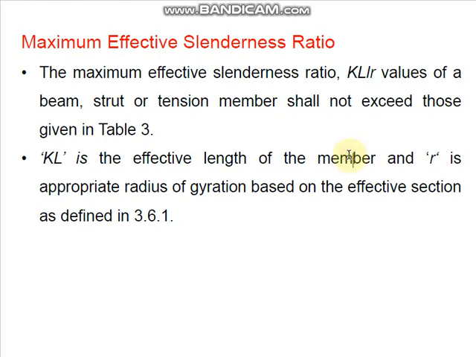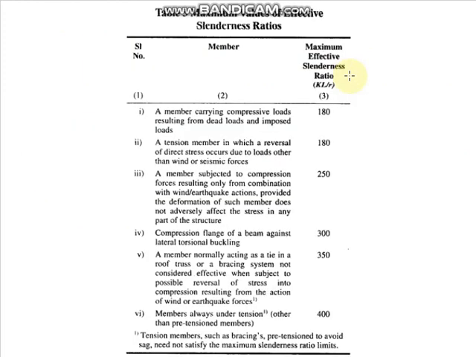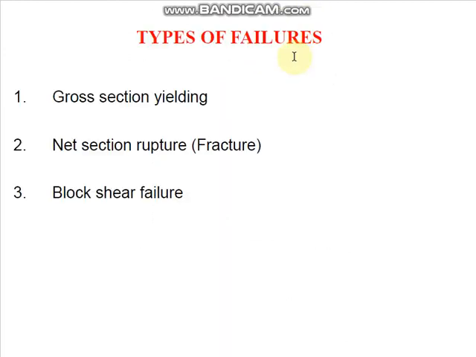Dear students, in the last video we have discussed effective slenderness ratio. Table 3 of IS 800-2007 gives maximum values of effective slenderness ratios. Now let us move to the next topic, that is types of failures.